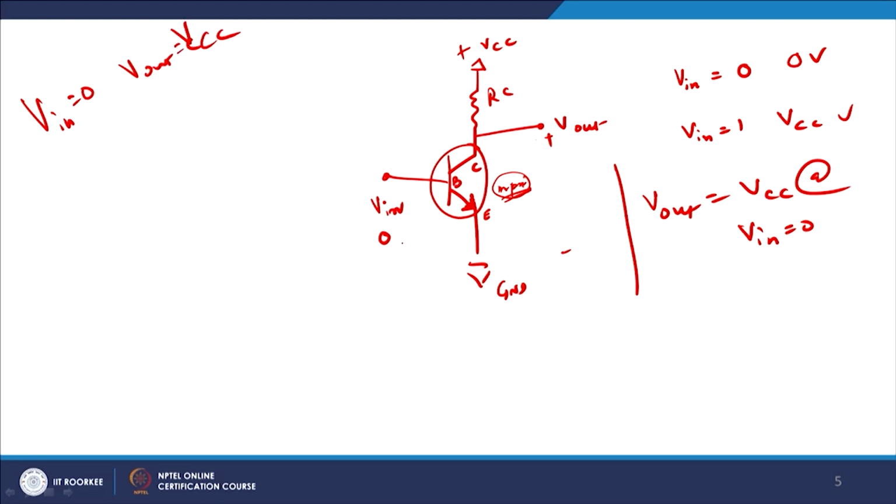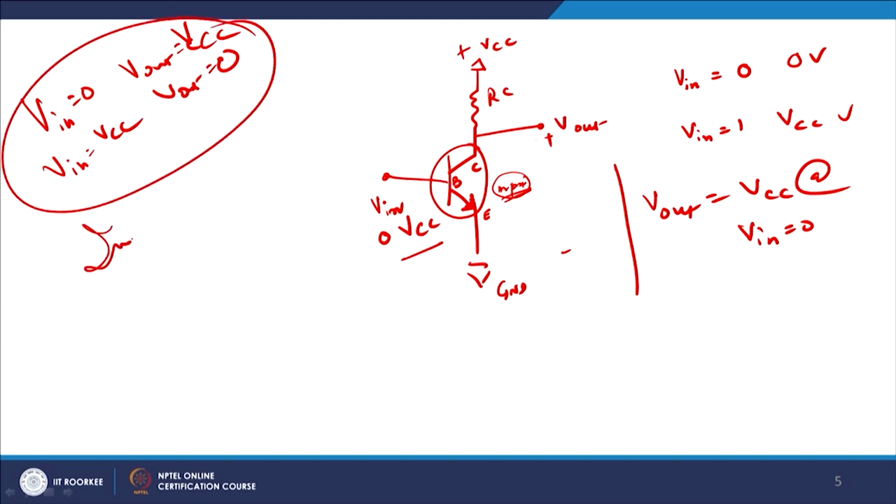Now, let me take V in equal to a very high value, let me switch it on, which means this transistor is on. When this transistor becomes on, this potential will go to ground, and therefore, when my V in equals VCC, my V out equals 0, and therefore, this is how a BJT inverter is designed.